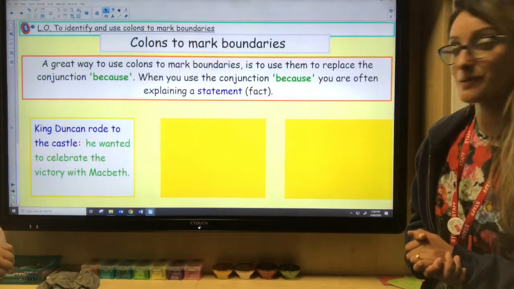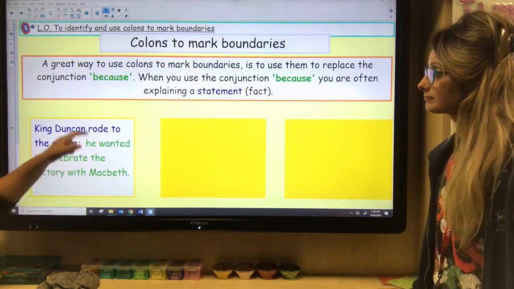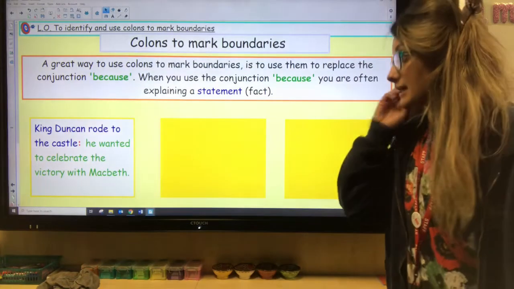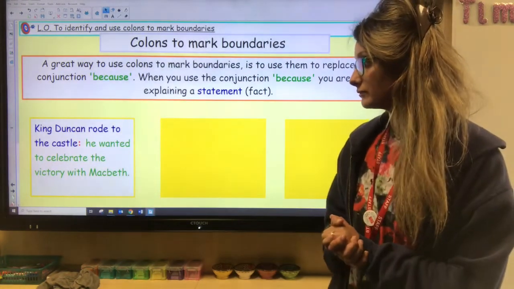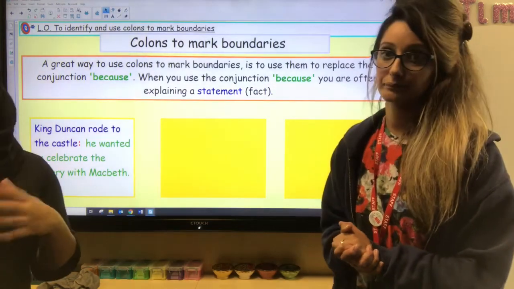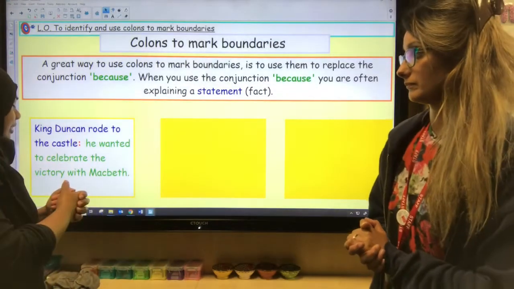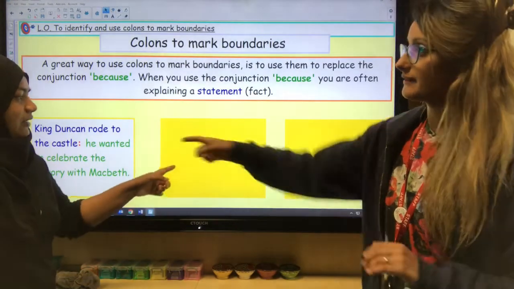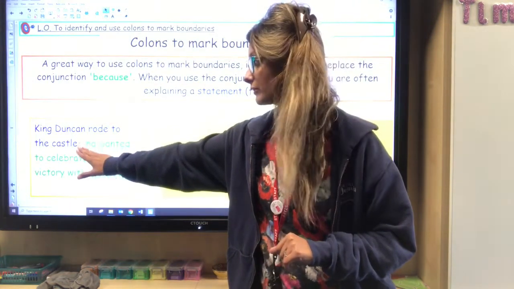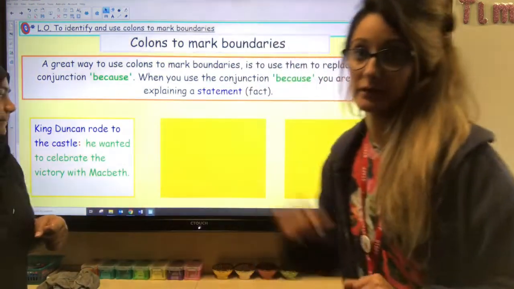Let's have a look at this example. So we've got the statement here, and then we've got the explanation in green. So I've just colour coded it. Mrs. Gale, do you want to read the first one? The statement is King Duncan rode to the castle: he wanted to celebrate the victory with Macbeth. So if you think about the colon, why did he ride to the castle? Well, because he wanted to celebrate the victory with Macbeth. And exactly what Miss Mia did there is she took out the colon and replaced it with the conjunction because. King Duncan rode to the castle because he wanted to celebrate the victory with Macbeth. That works. That's an accurate way of using it.